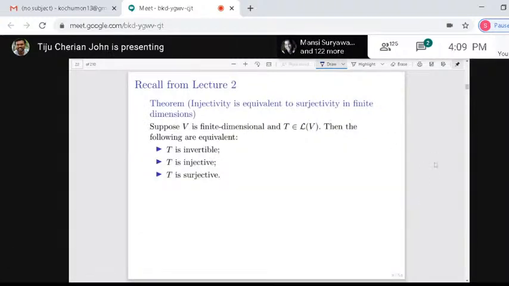And in lecture 2, you saw the criterion for invertibility of an operator. In a finite dimensional vector space, these three conditions, invertibility, injectivity of the operator, and surjectivity of the operator, are all equivalent.